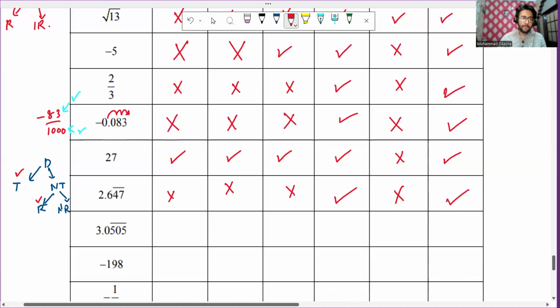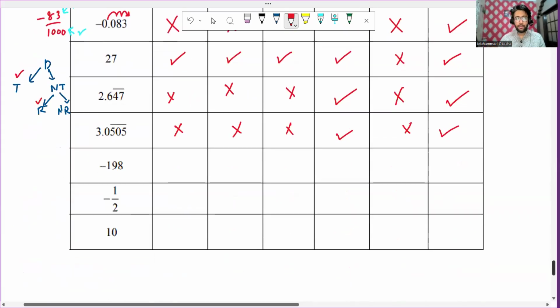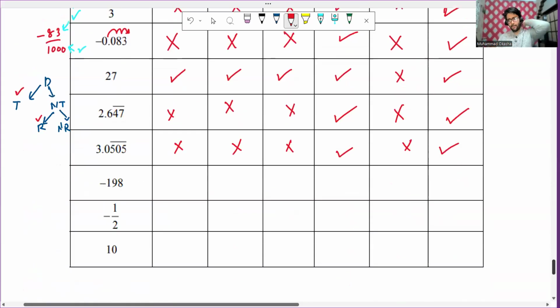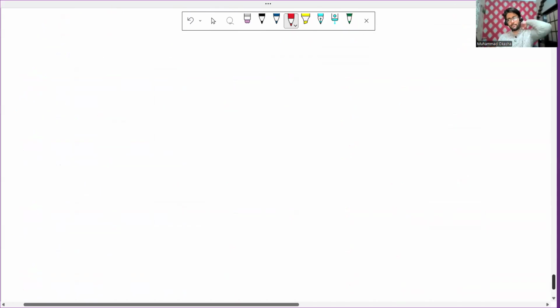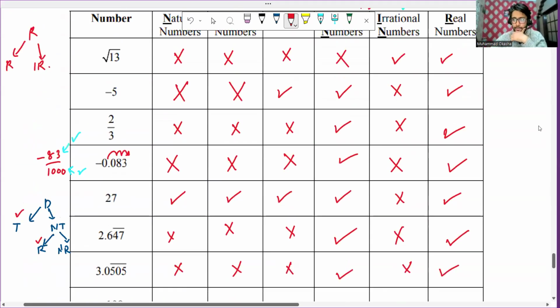Next, 3.055, same case because we have a repetition, so not natural, not whole. Not an integer for sure. A rational number, yes. Not irrational. Real number. I'll let you do the rest. They're pretty simple. I think pause your video for a while and you can do them. And with this, we are done with our introduction to number families.